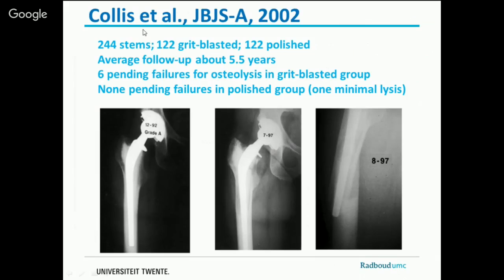And this is another study in which they had 244 stems, grit blasted, so let's say rough, and polished stems after 5 years. And they had 6 pending failures for osteolysis. So 6 patients need to have a revision of the grit blasted group and none for the polished stems. So polished stems, that's a proven concept.